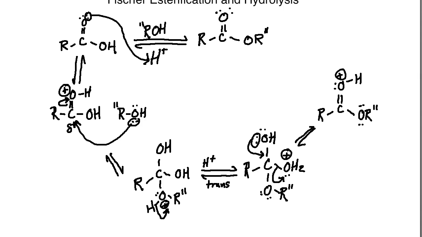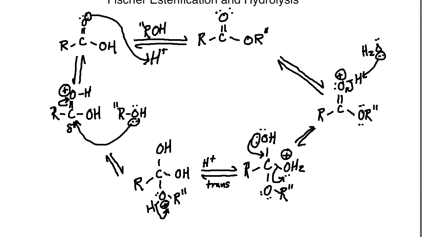Now, when we take a look at this portion, we had water leave in the last step. So H2O left, and H2O can act to grab that hydrogen and give these electrons back to the oxygen with the formal charge. And there we go, we end up in the ester form. Hopefully you can see the reversibility of this reaction really comes from the fact that we're playing around with alcohols versus water leaving.